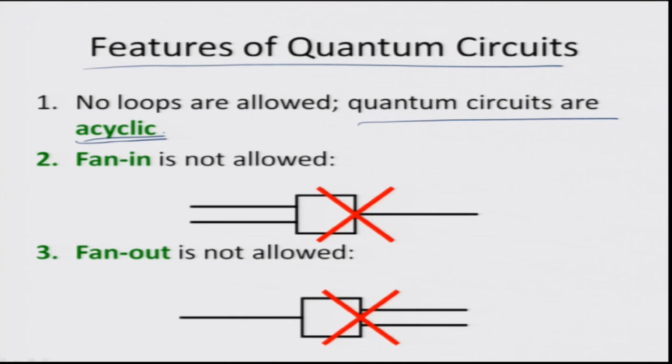So, for example, fan in, you can understand why fan in is not allowed. You are going to lose qubits, you can't have that. And similarly, you cannot gain qubits, so you cannot have fan out.